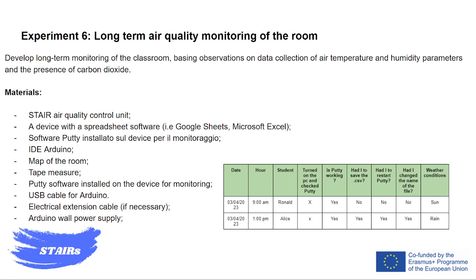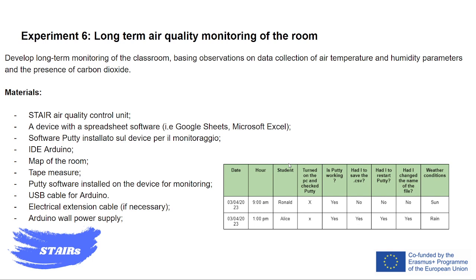The Arduino IDE, a map of the room as in the previous experiment, a tape measure, the software, the USB cable for Arduino to keep it connected all the time to save the data, and an electrical extension cable if necessary, if you will put the STAIR air quality control unit in each part of the room you decide, and an Arduino power supply if you want to make sure the data is connected all the time.